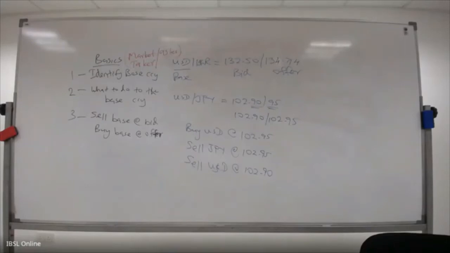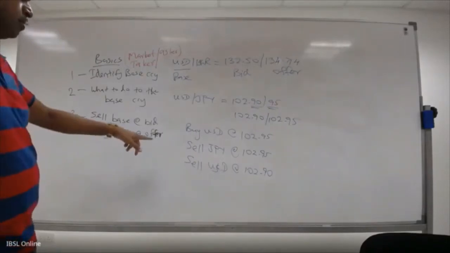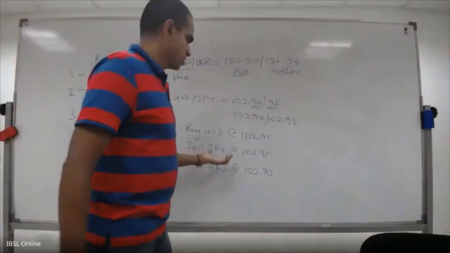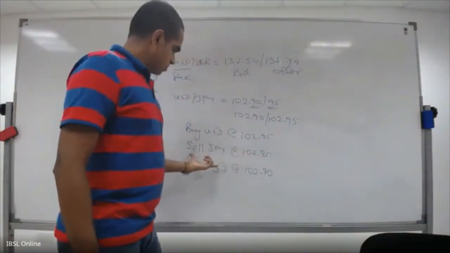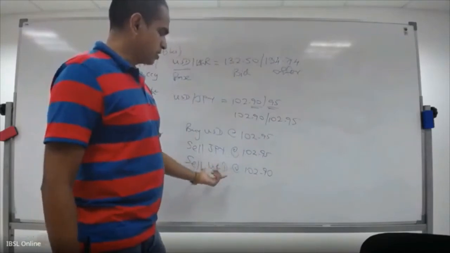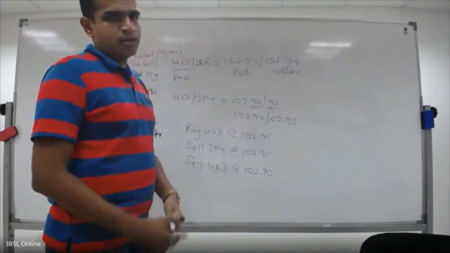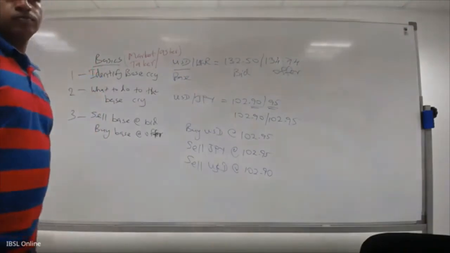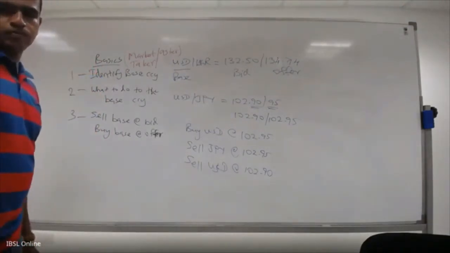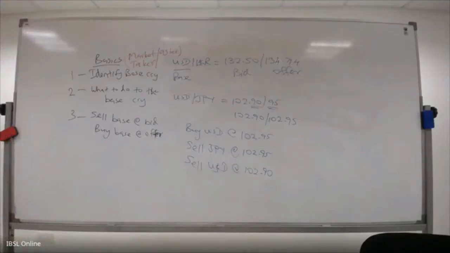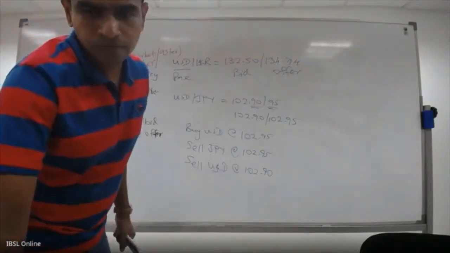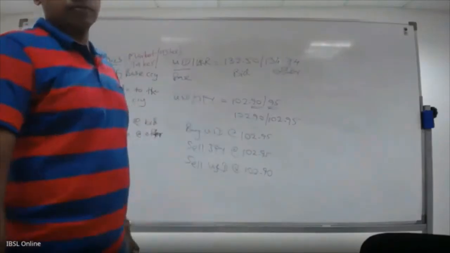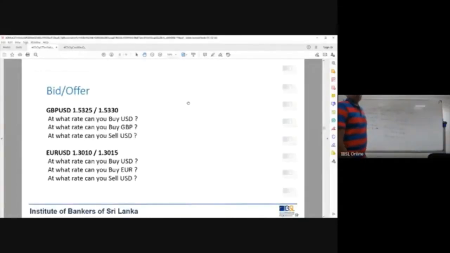Second question, selling yen. Selling yen means what I do to the base currency. If you are selling yen, that means you are buying the base currency. So if you are the market taker, you can buy the base currency at the offer. And selling dollars, you are selling the base currency. The market taker sells the base at the bid, 90. Simple steps. I hope that was clear. Next question.